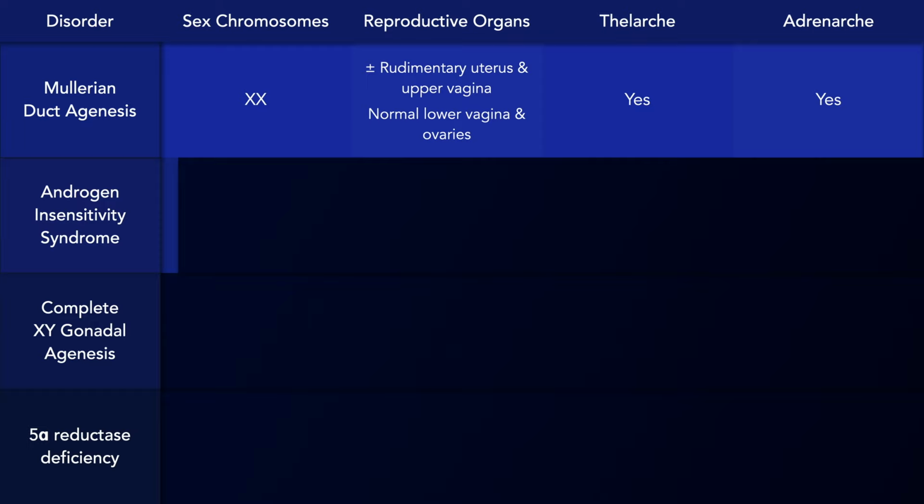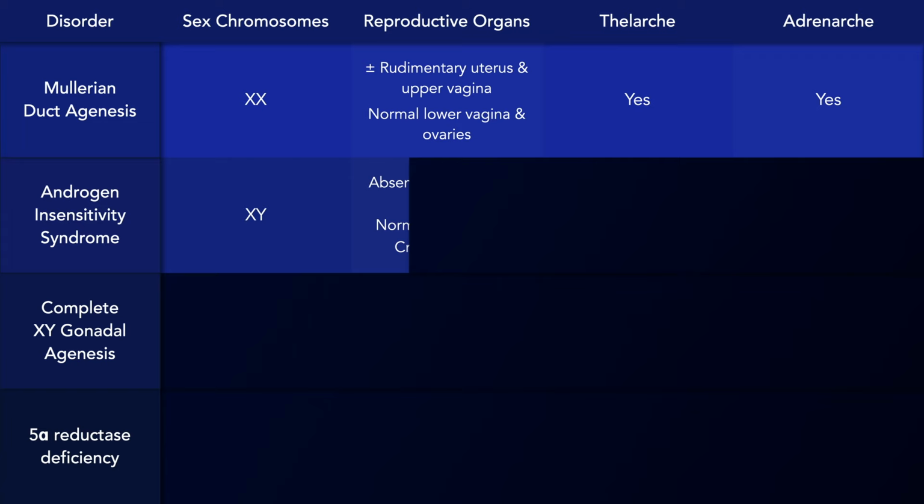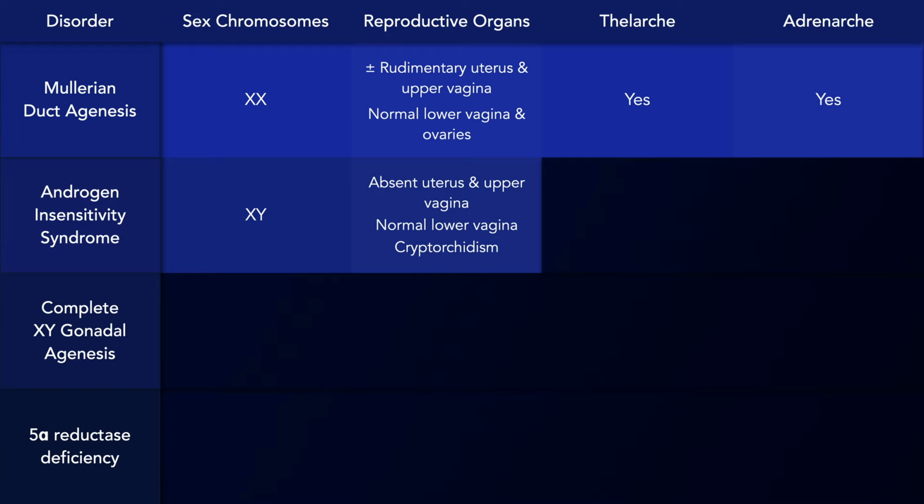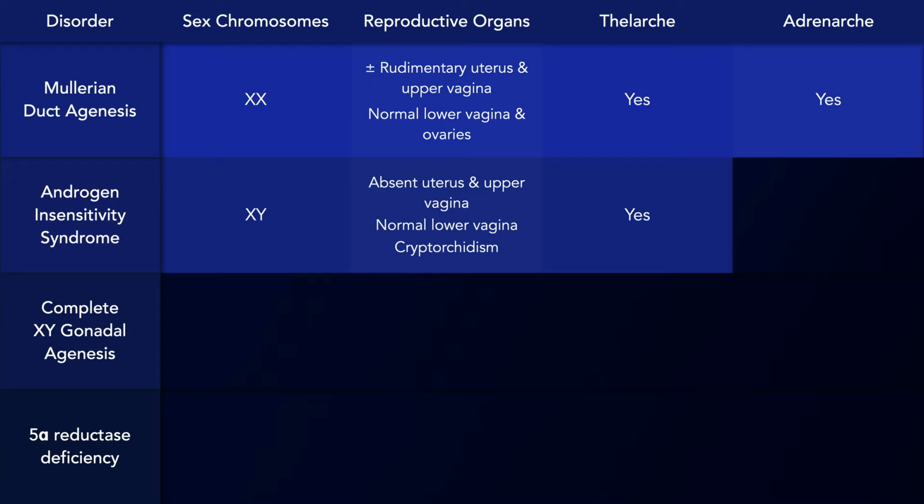With androgen insensitivity syndrome, the person's karyotype is 46XY. They develop a normal lower vagina, but not an upper vagina or uterus. As well, there's cryptorchidism. Thelarche occurs at puberty, but without hair growth in the axilla or pubic region.